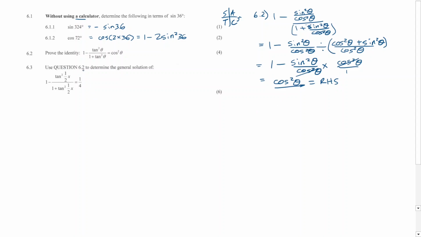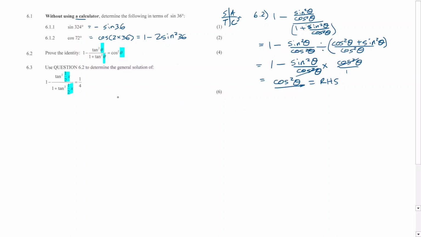Then you have to use this answer you've just done to get the general solution of this massive mumbo-jumbo. What they're looking for with these type of follow-on questions is, can you see the link that it's the exact same question, except that any place that there was a theta, it's just become half x. And so the answer that we got earlier just becomes that answer with a half x.